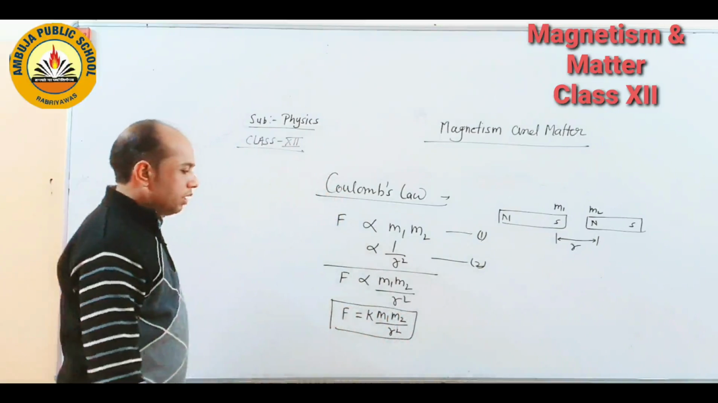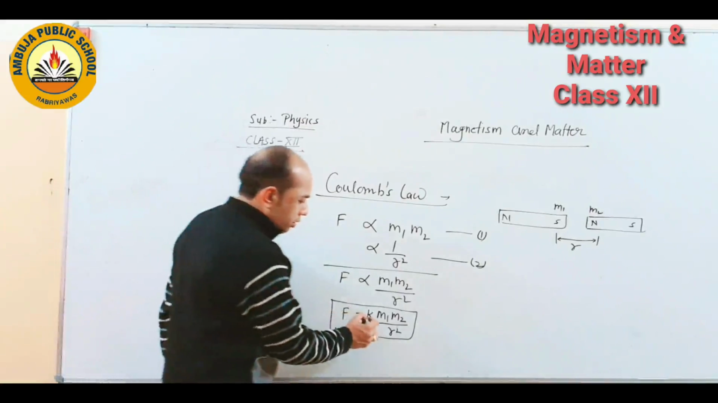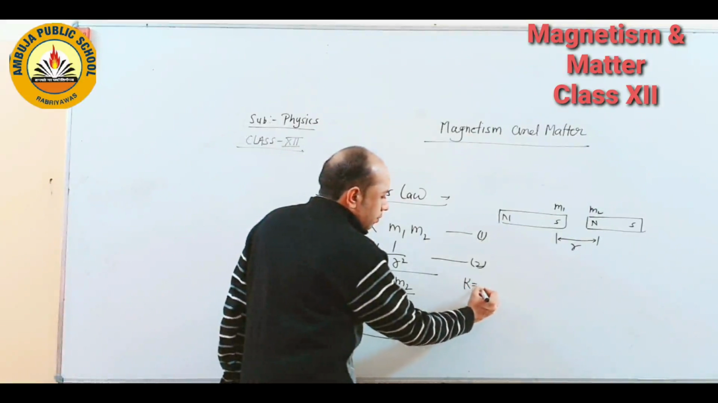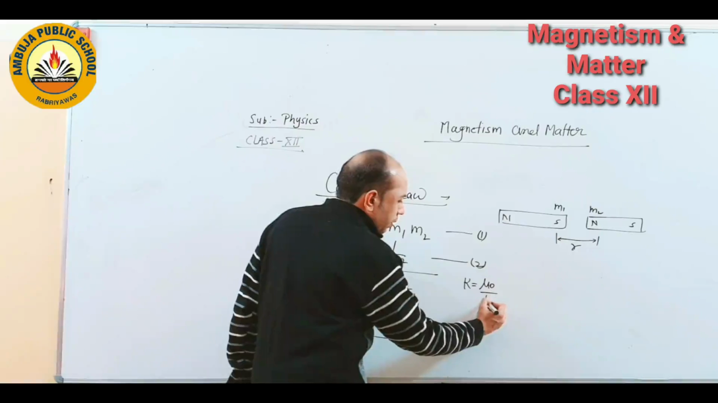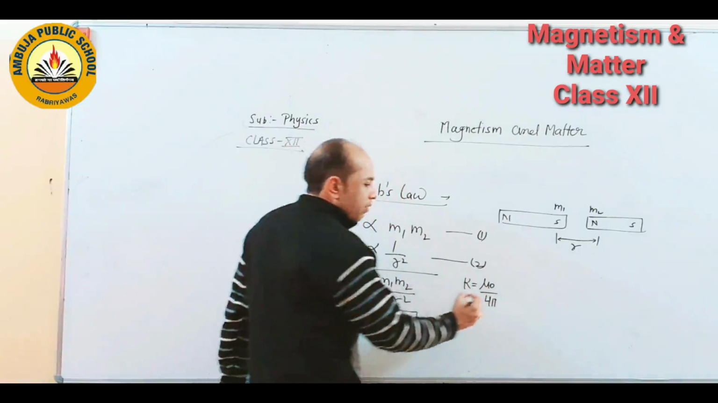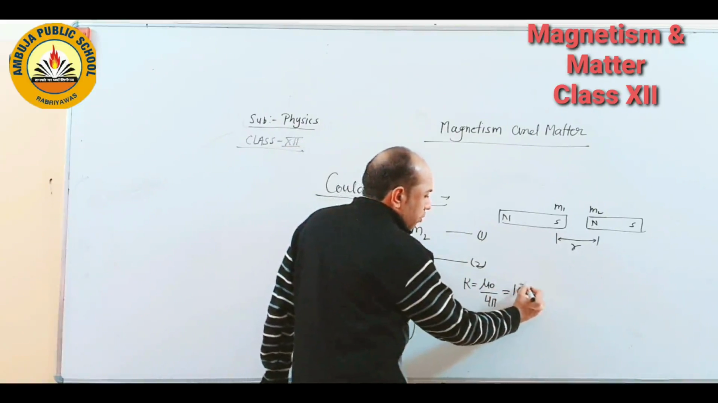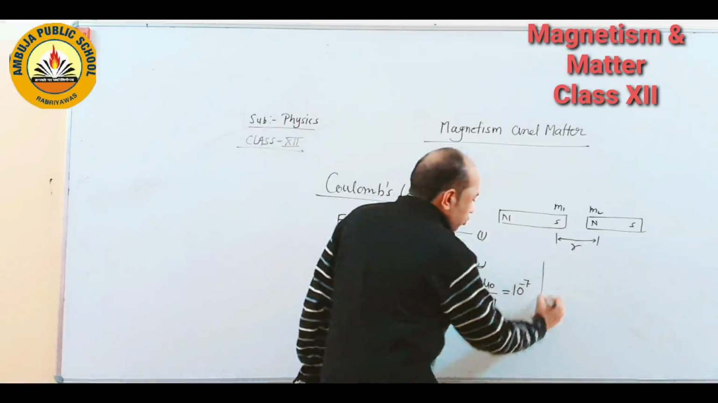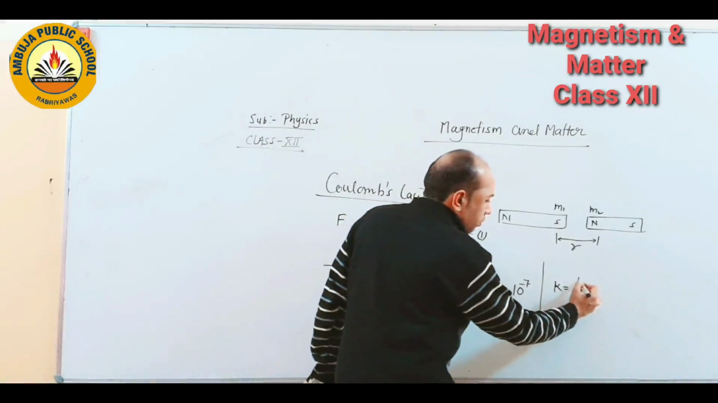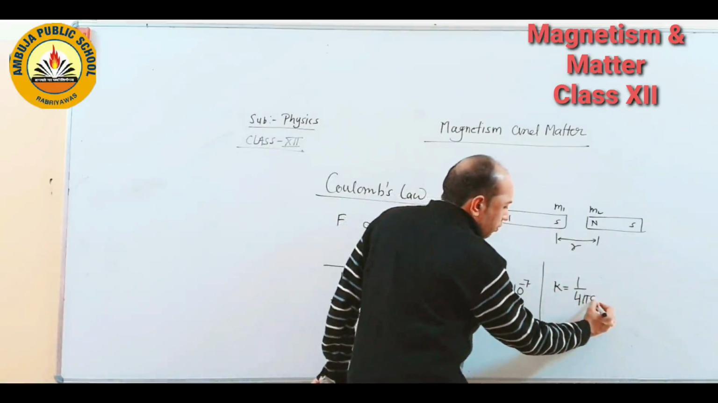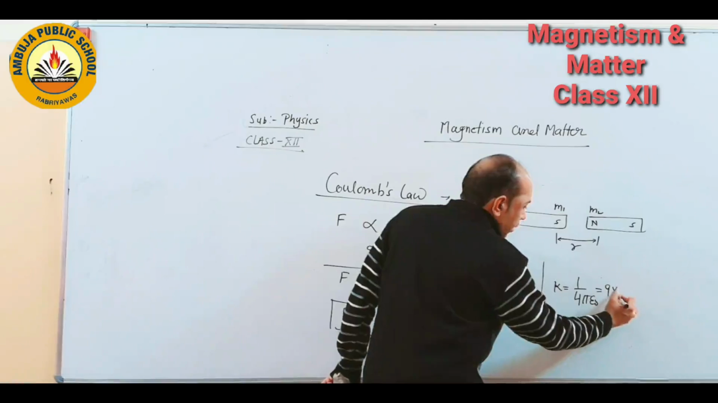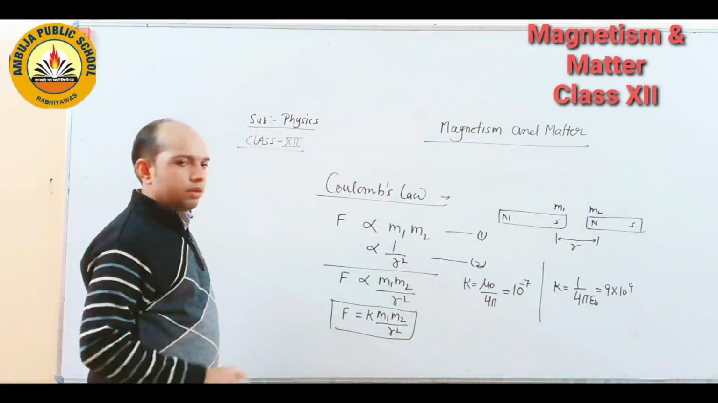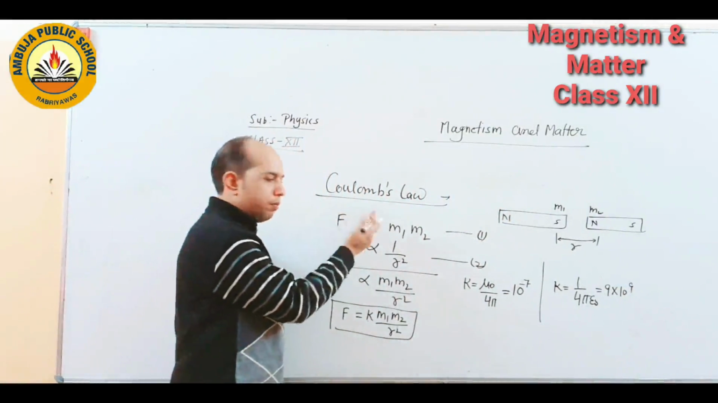But the difference between electrostatic force and magnetic force is in the behavior of the constant k. Here k is written as mu naught upon 4 pi and its numerical value is 10 raised to power minus 7. If we compare with electrostatics, in electrostatics k is equal to 1 upon 4 pi epsilon naught, and this equals 9 into 10 raised to power 9. So this is the differentiation in Coulomb's law in electrostatics and in magnetism.